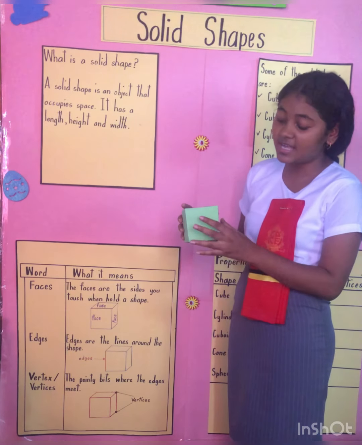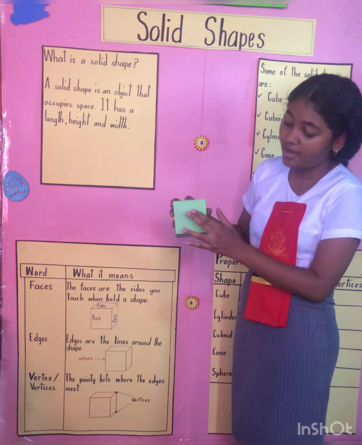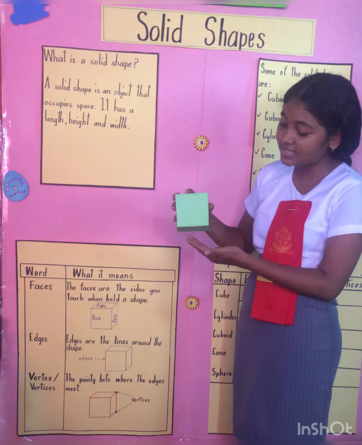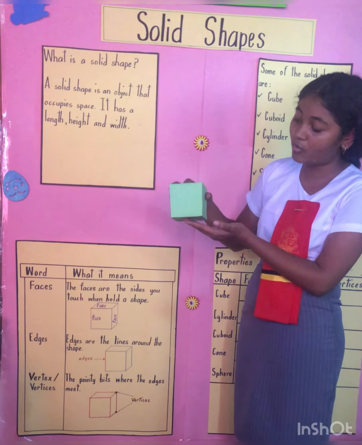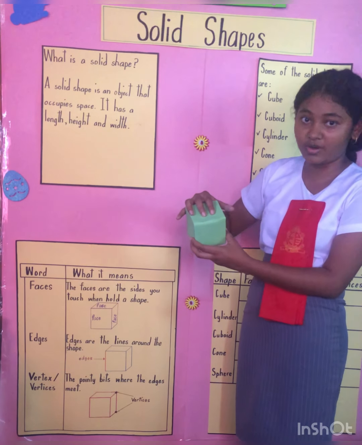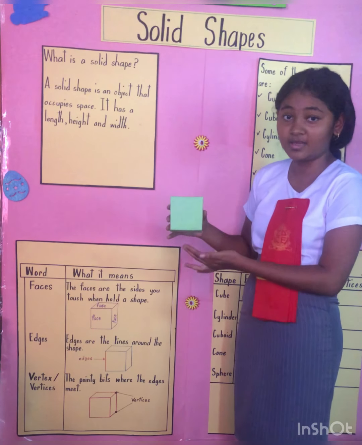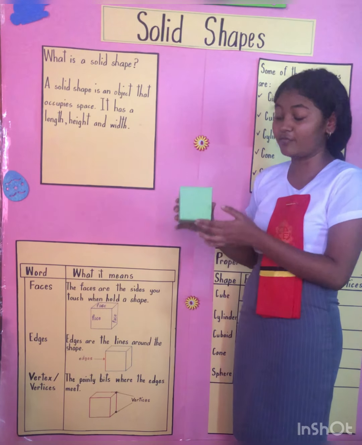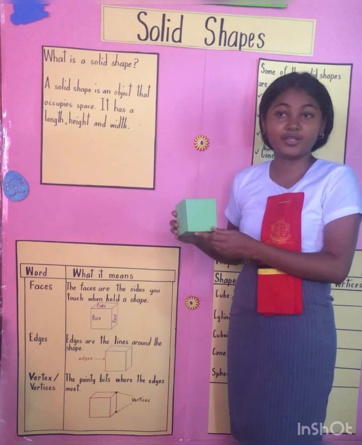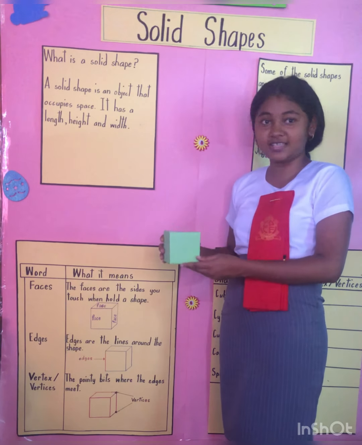So the sides that I am touching right now, I am touching here when I hold it. I am touching here when I hold it. I can touch here when I hold it. So all of these places that I am touching are the faces of the shape. Does everyone understand that? Excellent.